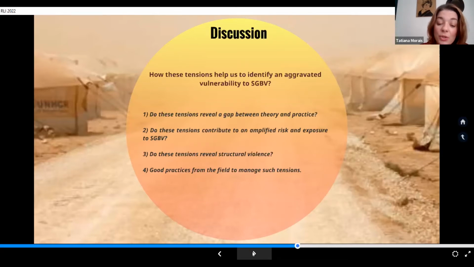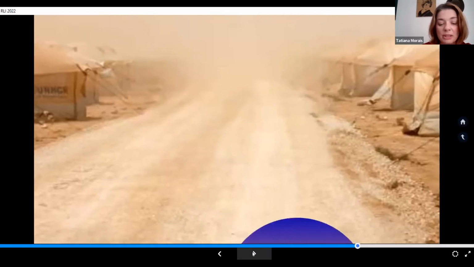Consequently, this showcases the asymmetric impact of social-legal tensions among the asylum-seeking population in Greece and in Israel, which are caused by the country of asylum's legal framework, hence rooted in vulnerability to the state. Fortunately, both data sets provided evidence of good practices from the field to manage such tensions and resulted in the mitigation of asylum seekers' vulnerability to the state, especially the ones who faced an amplified risk and exposure to SGBV.